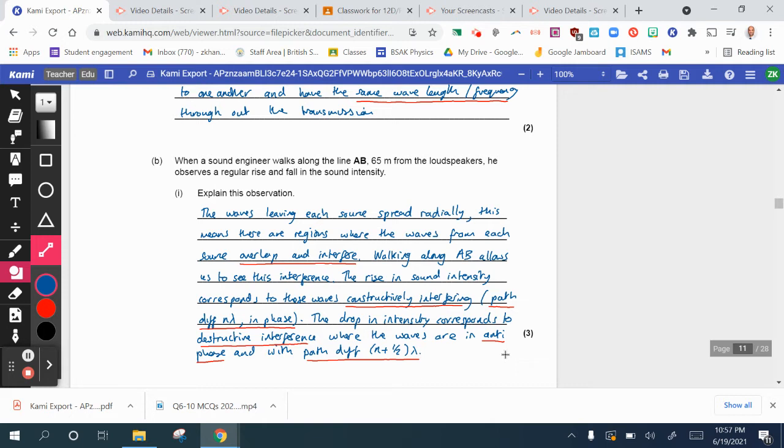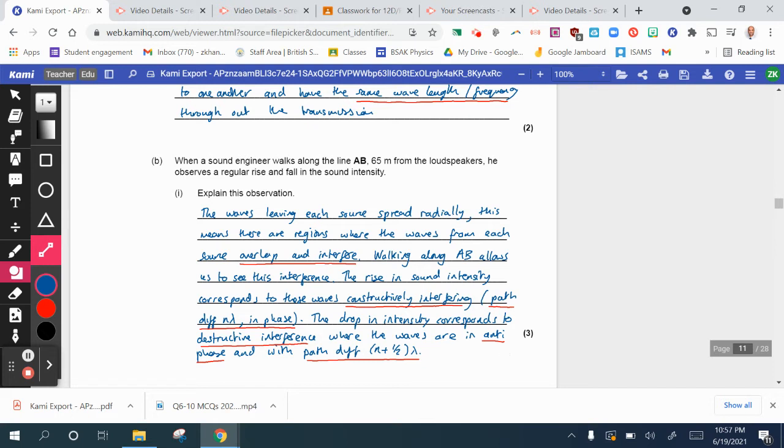The rise corresponds to the waves constructively interfering. So we have to add in a bit extra, always a good thing to do. Talk about that. Path difference is a whole number of wavelengths, and the phase difference is that they are in phase with one another. So that's when we get constructive interference. Path difference of a whole wavelength and in phase. Always mention that because often that's where the additional marks are.